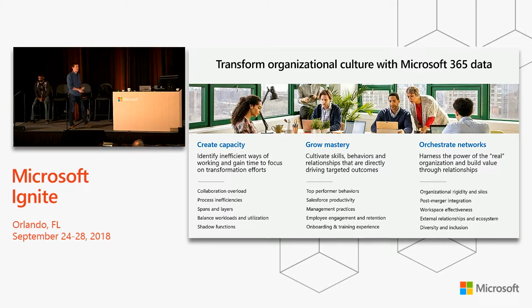The second category is growing mastery. So this is about figuring out what your best people do, what your top performers do, what your best managers and sales reps do, and how you spread that to the rest of the organization. And then lastly, orchestrating networks is about unleashing the latent value of teams, of networks at your company, making sure that ideas are flowing, that teams are connected, that your workspaces are planned in a way that maximizes collaboration between teams that should be talking to each other. So we have lots and lots of deep use cases on all of these, and we'll give you guys some resources if you want to learn more about all of these different levers that this data gives you.